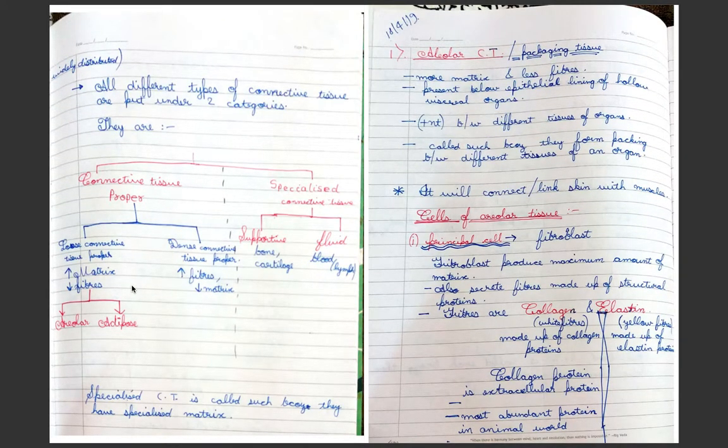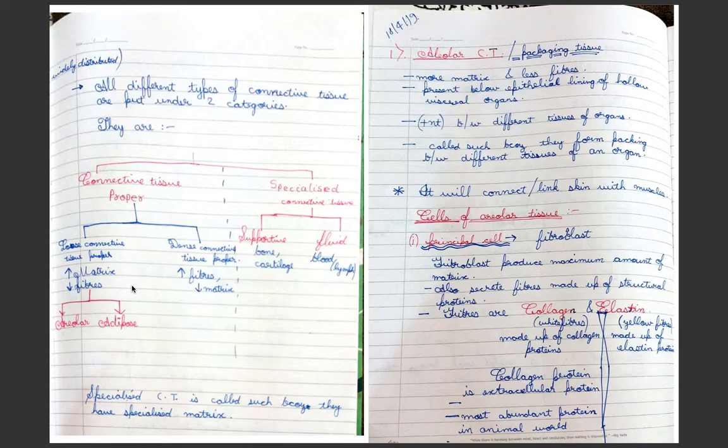All different types of connective tissues are put under two categories: connective tissue proper and specialized. Connective tissue proper is again of two types: loose and dense. Loose has high matrix, low fibers. Dense has more fibers, less matrix. Loose is of two types: areolar and adipose. Dense is of three types: white connective tissue, ligaments, tendons. Specialized connective tissues are of two types: supportive and fluid. Supportive has blood, bone, and cartilage in it, and fluid is for blood and lymph. Specialized connective tissue is called such because they have specialized matrix.